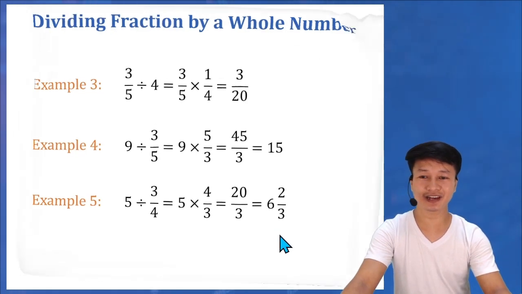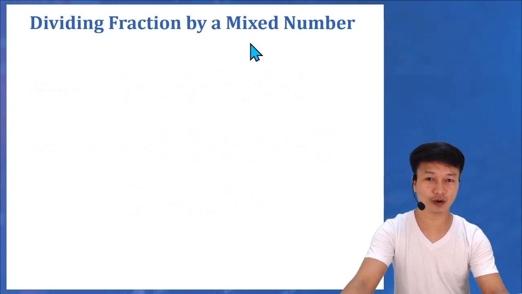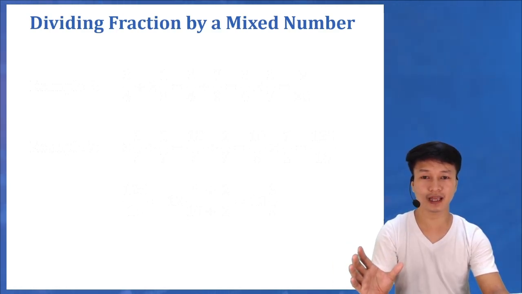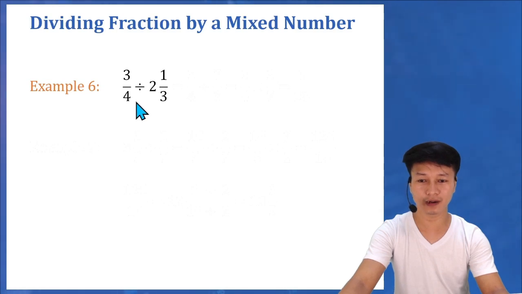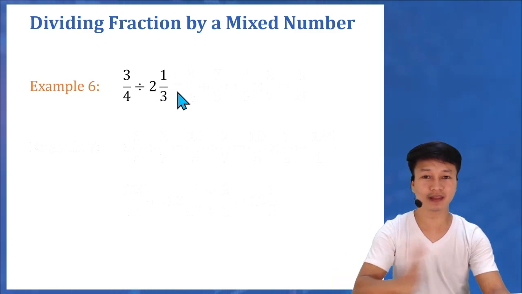Okay, let's proceed to another situation. Dividing a fraction by a mixed number. As we know, a mixed number is a number that has a whole number part and a fraction part. So example number 6, we have 3 over 4 divided by 2 and 1/3. To divide 3/4 by the mixed number 2 and 1/3, first thing to do is, we cannot multiply them directly. We cannot take directly the reciprocal.